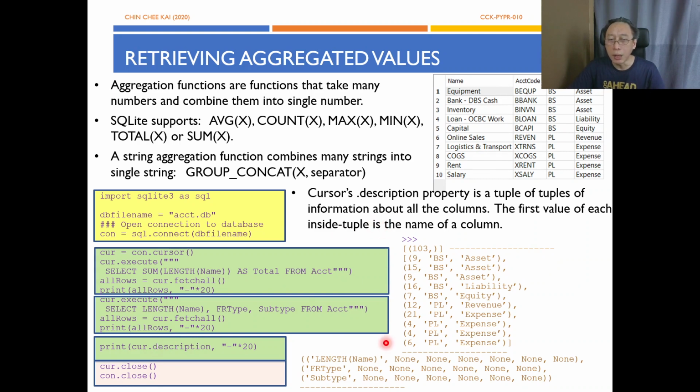So what does this describe? It returns a tuple of many tuples, as many inner tuples as there are columns. And for each column, all the information will be provided in the inner tuple. What we are interested in is the first element of the inner tuple, which gives us the column name.